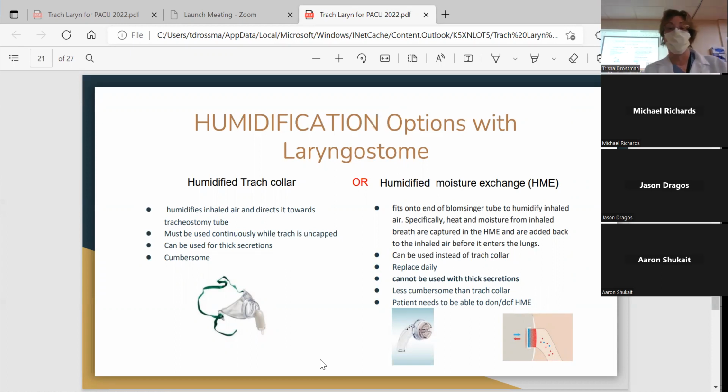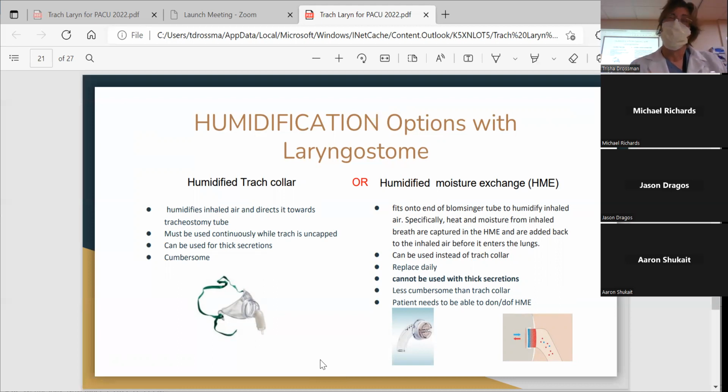So there are 2 options with humidification for a laryngectomy. With a trach, the only option is a humidified trach collar if it's uncapped. But with a laryngectomy, you can use a humidified trach collar, which is great. It's easy, but it's a pain in the butt. You have to carry it with you to the bathroom, and going home, the dog's chewing on the tubing, all these crazy things. So the humidified trach collar is good, but can be cumbersome.